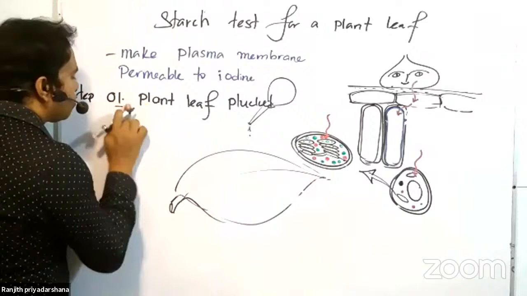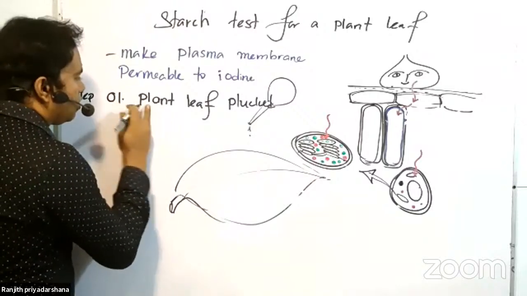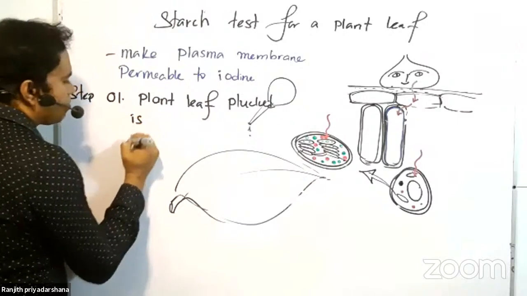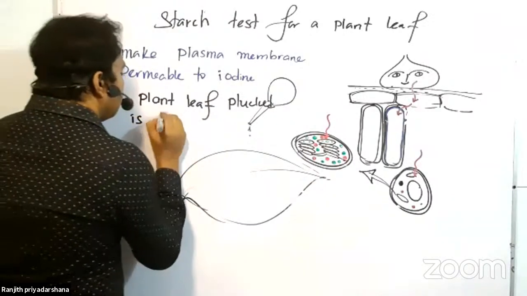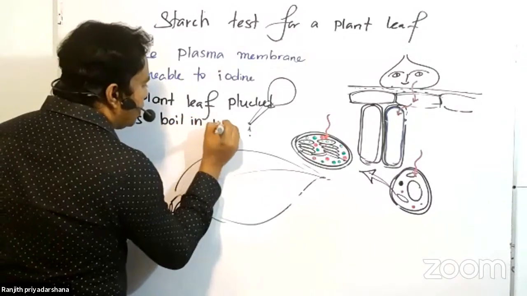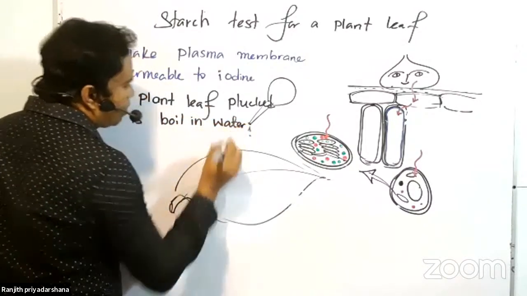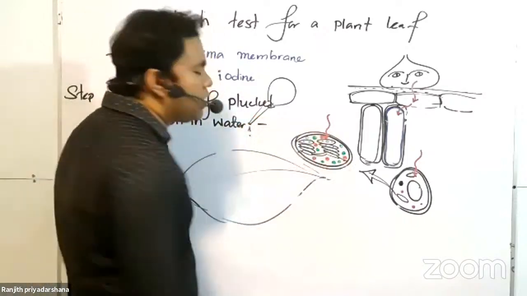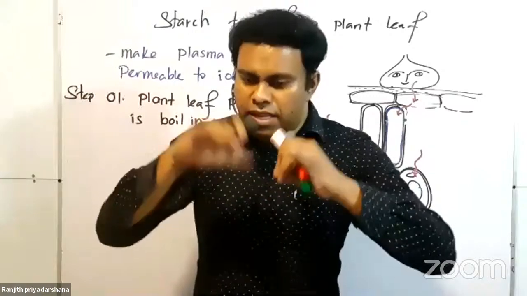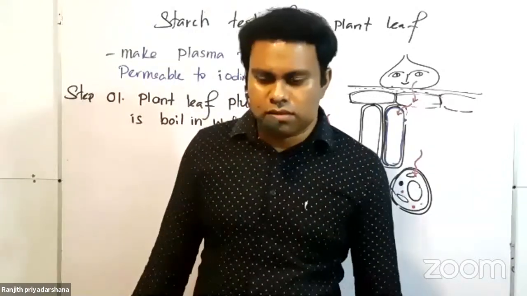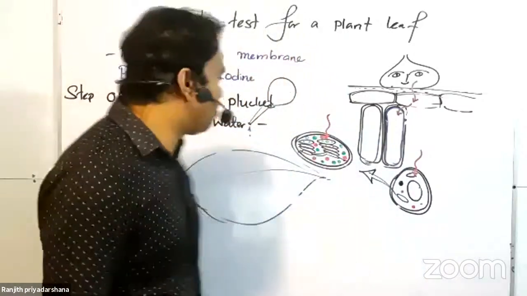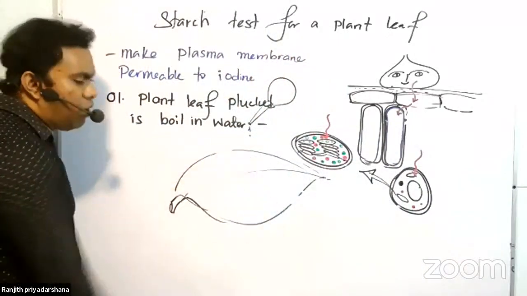From the plant, boil in water. Now we know the reason behind that. So we have to make it permeable to iodine. By killing it, right. That is the first point. So the first step we practice is boil in water.